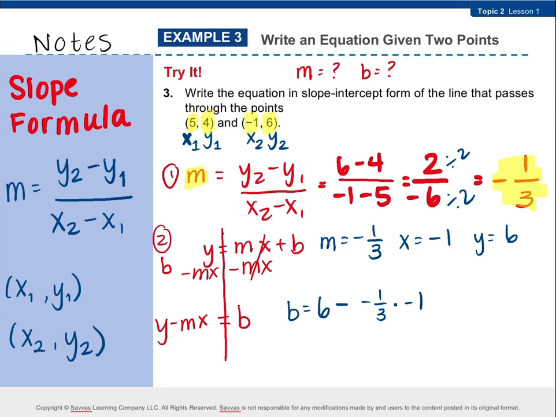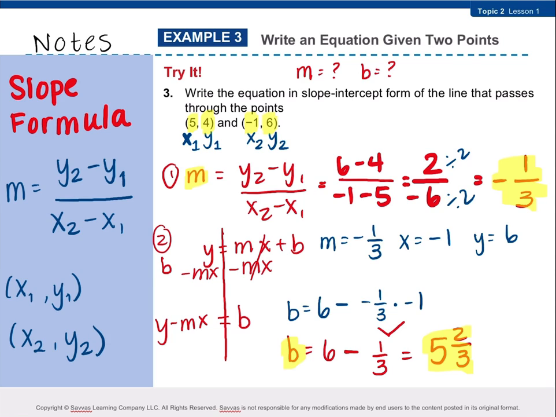And I'm going to evaluate using PEMDAS. First, I'm going to multiply negative 1/3 times negative 1. A negative times a negative is a positive. 1 times 1/3 is 1/3. And then I still have 6 minus that. I haven't touched that yet. So b equals 6 minus 1/3, which is 5 2/3. And that's my b. b is 5 2/3.